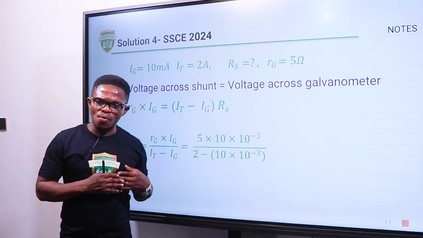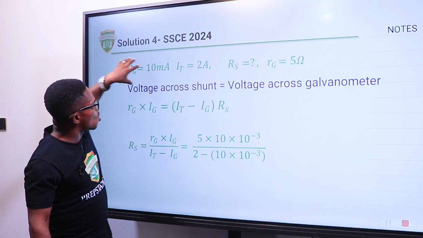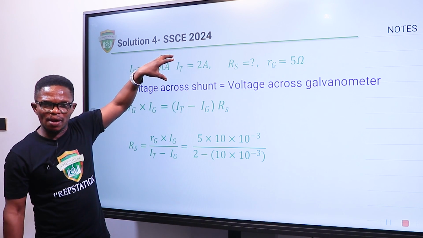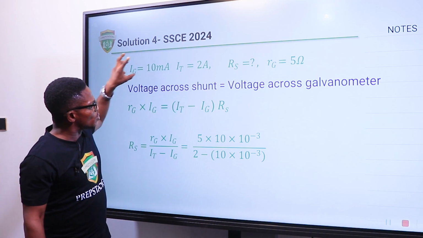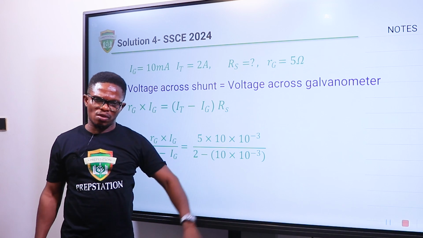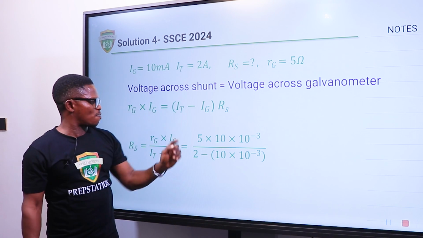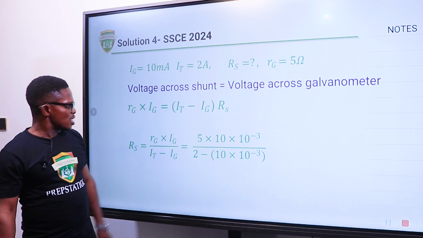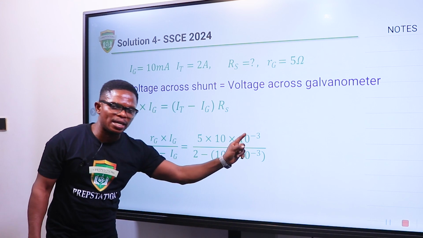Now, when you are done with that, what next? Substitute the values that you got from the question. This thing is very simple. Substitute these values back into the formula. In the place of RG, what do you have? You have 5. Look at the 5 ohms here. In the place of IG, what do you have? 10 milliampere. Remember, I told you milli means 10 raised to power minus 3.